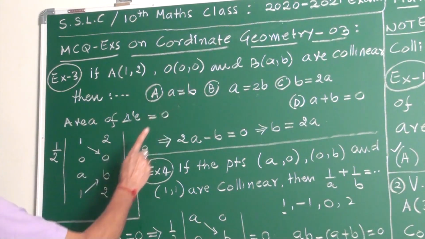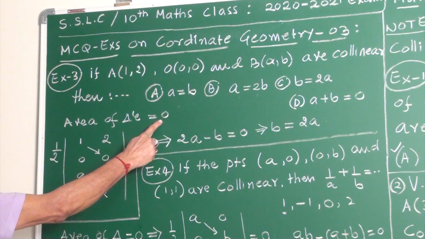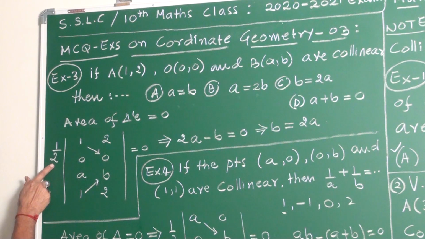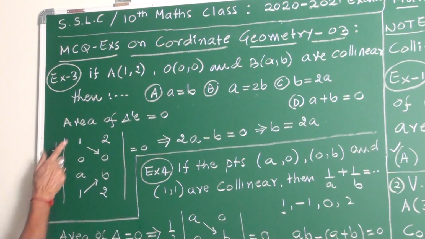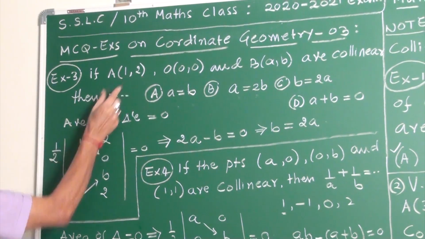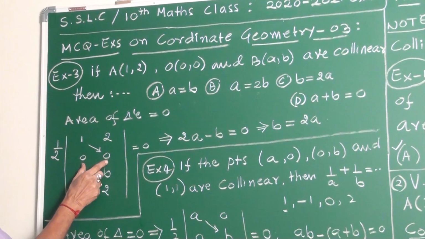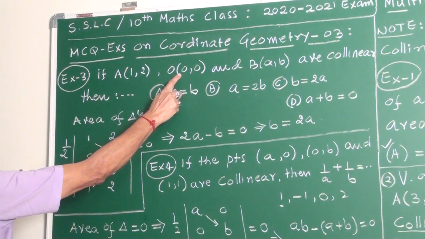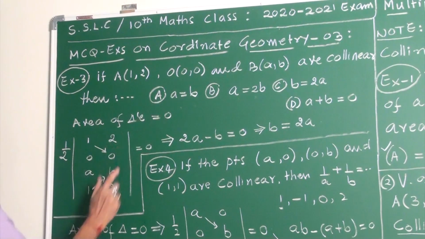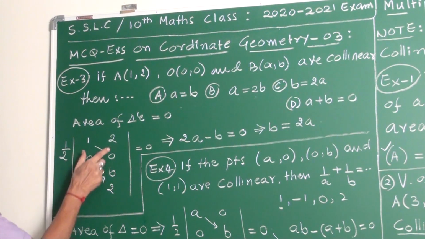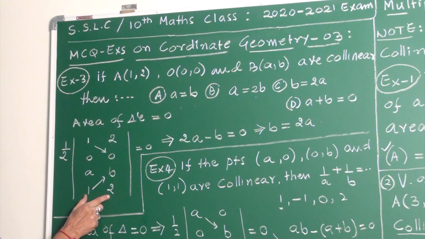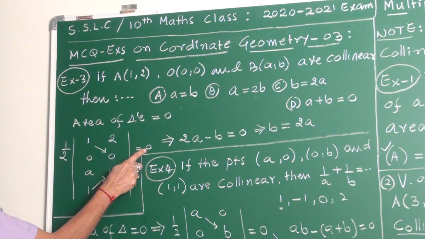Same, again collinear. Area of the triangle is 0, which is half into the coordinates of A, 1, 2. Then the next point is O. The next point is A, B. Next is 1, 2. Beginning and closing must be the same. This half into 0 is 0.